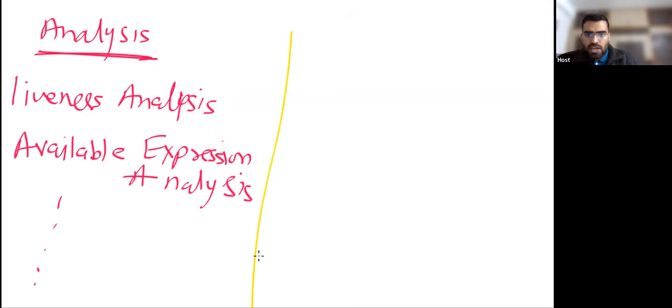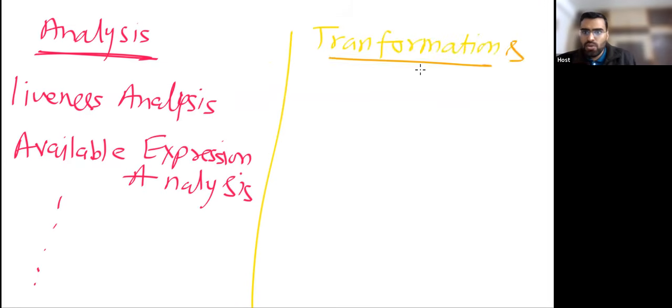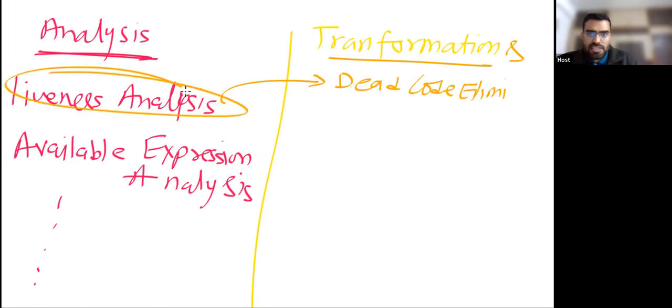Now, what are the transformations we can do? Tell me the transformations we can do using these analyses. How can we change our program? What will this help with? This information will help in dead code elimination. Yes or no? So this is a transformation. We are transforming our code into another code.